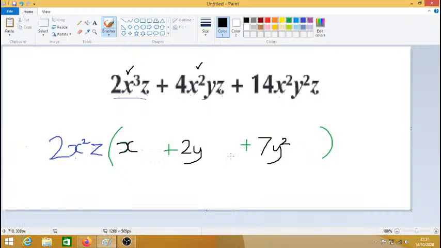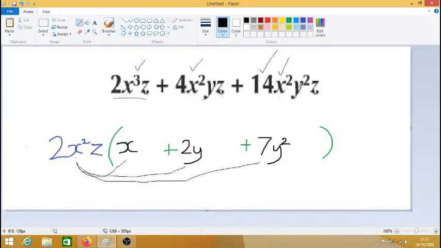So that's the factorizing done, and just check by expanding out, just mentally take the beginning common factor and multiply it in your head. If that was multiplied with the x, would I get 2x cubed z? If I took that and multiplied by the 2y, I'd get this, that's fine. And then just check the last one. 2 times 7 makes the 14. X squared is there, times the y squared, and the z is there. So that's fantastic. Well done.